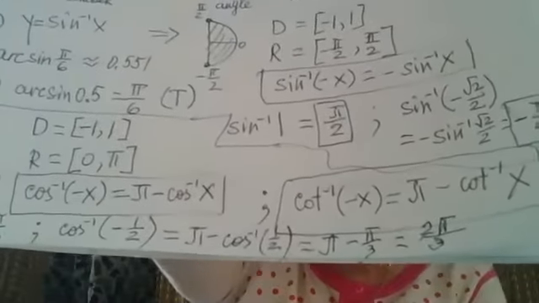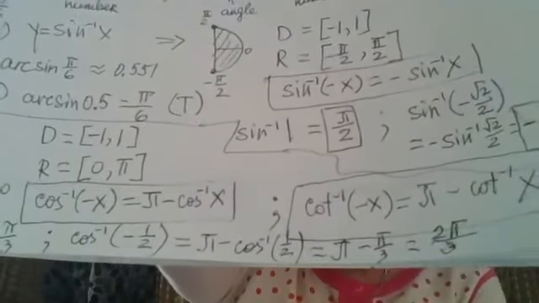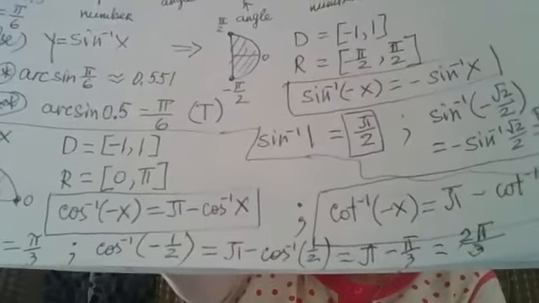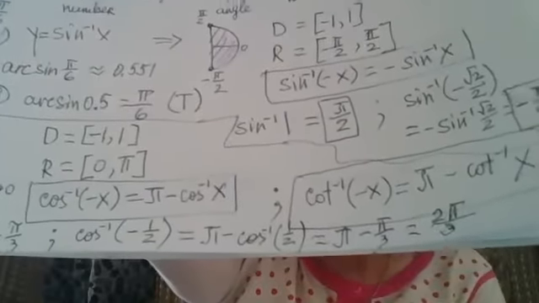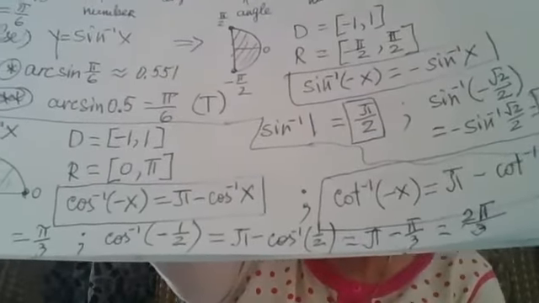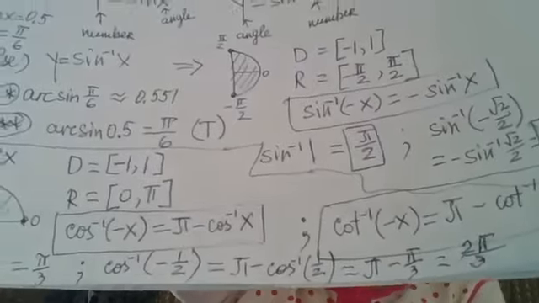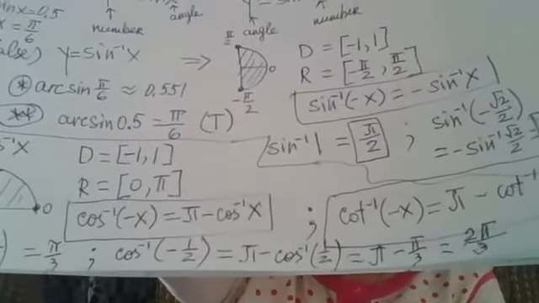I wrote this on the bottom of the page. So arc cosine of negative 1/2 equals pi minus arc cosine of positive 1/2, which is pi minus pi over 3, and the answer is 2 pi over 3.